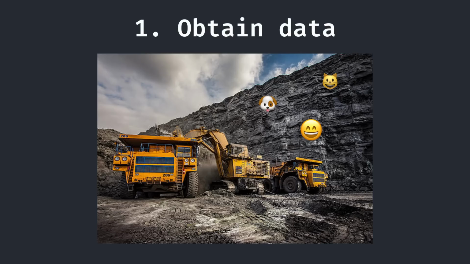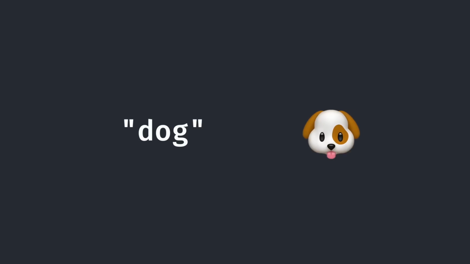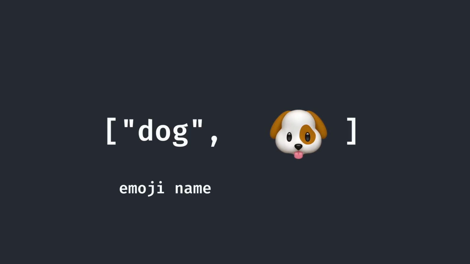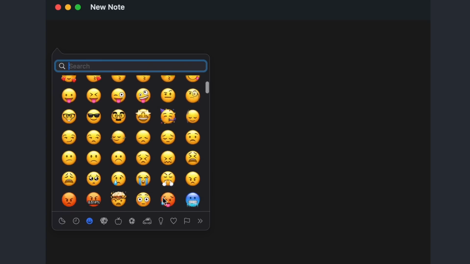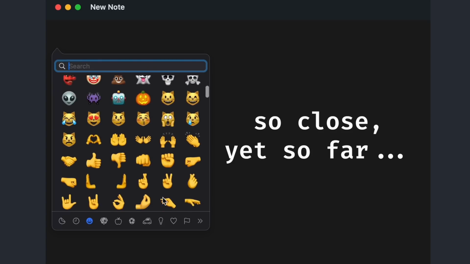The first step was to obtain data for fine-tuning. Since we're essentially teaching a model to create an emoji based on a prompt, the training data would need to be in pairs of prompts and output emojis. In our case, the emoji name and the image of an emoji. Now, while the entire list of Apple emojis was right in front of me in the emoji menu, getting to the images and names of them was a bit of a headache.